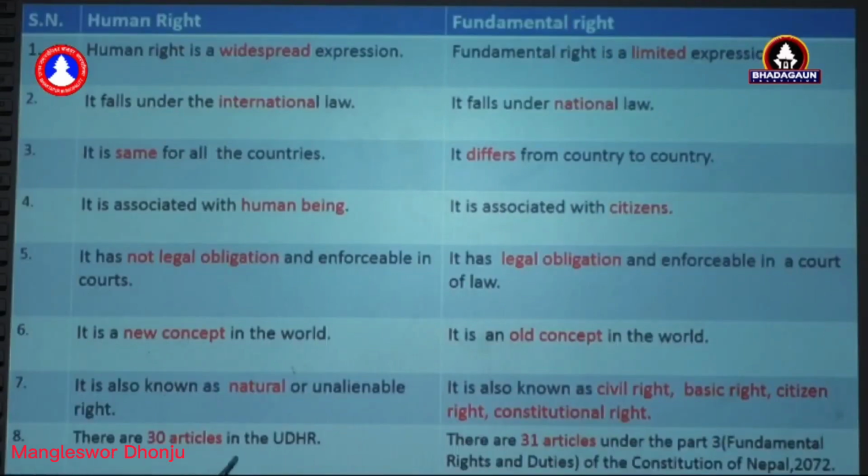Last of all, number 8. There are 30 articles in the UDHR as I mentioned earlier. There are 31 articles, listen, it means in our present constitution of Nepal, there is provision of 31 rights from Article 16 to 47. And in Article 48, we can find duties of citizen. Remember, there are 31 articles under Part 3, Fundamental Rights and Duties of the Constitution of Nepal 2072.